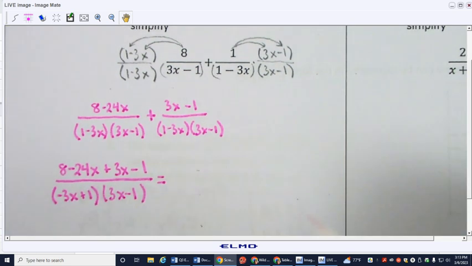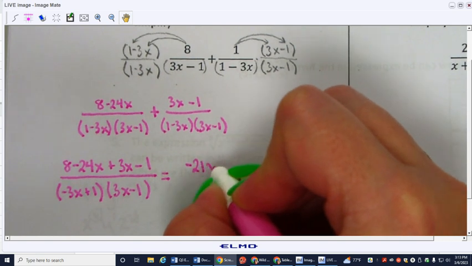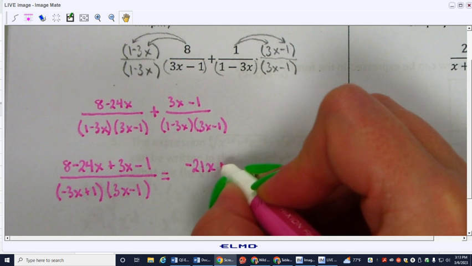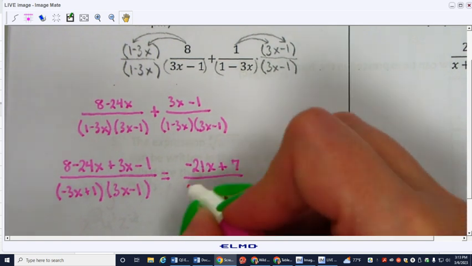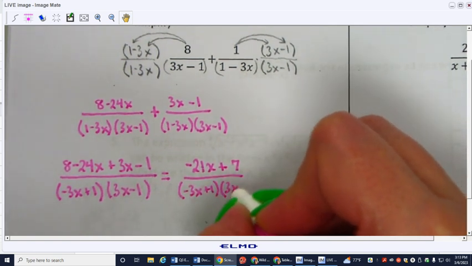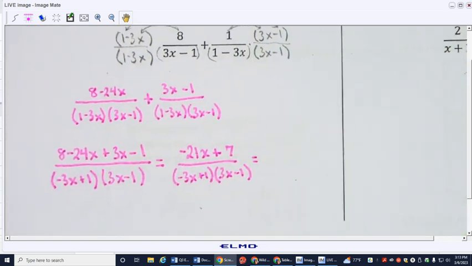Now I'm going to combine like terms. I'm going to put my x's together first. That's going to give me a negative 21x plus 8 minus 1 is 7, over negative 3x plus 1 times 3x minus 1, equals. Can I factor my numerator? Before I multiply, I want to see if I can factor, because if I can completely factor anything, then things might cancel out. Yes.